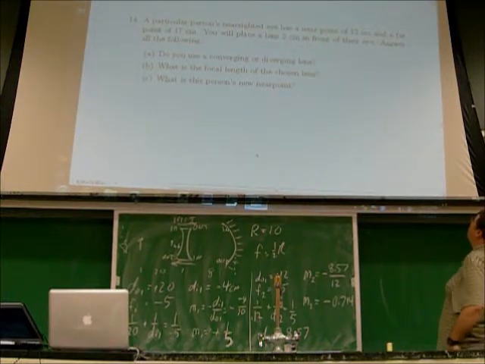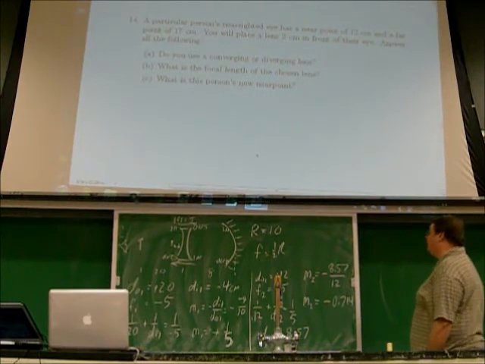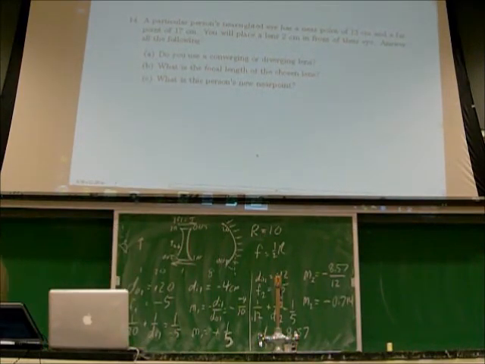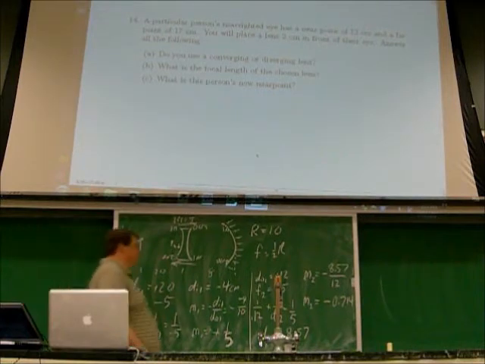A particular person's nearsighted eye has a near point of 12 centimeters and a far point of 17 centimeters. Okay? You will place a lens 2 centimeters in front of their eye. Calculate all the following. Blah, blah, blah, blah, blah. Okay?